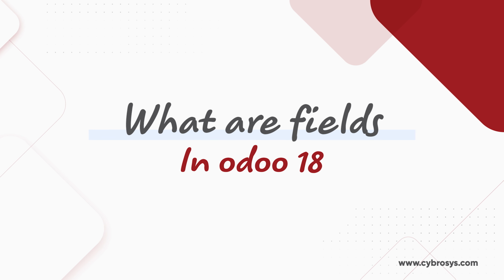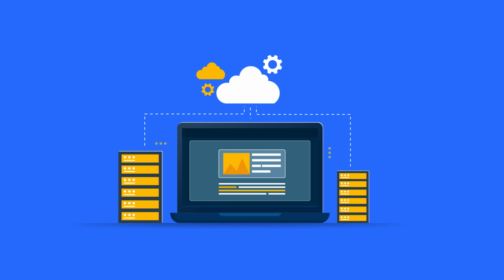In today's video, we're going to discuss what fields are in Odoo 18. Fields are basically used for storing data in a model. There are different types of fields available in Odoo: the simple fields and relational fields. In today's video, we will be diving into the simple fields.